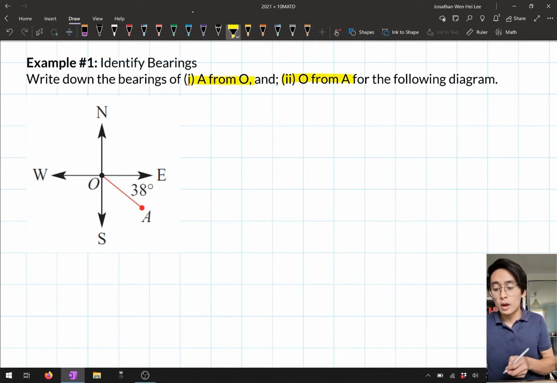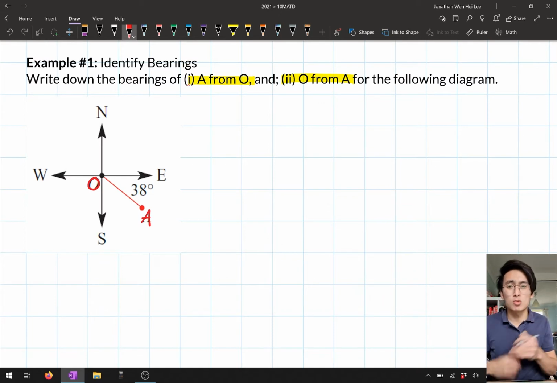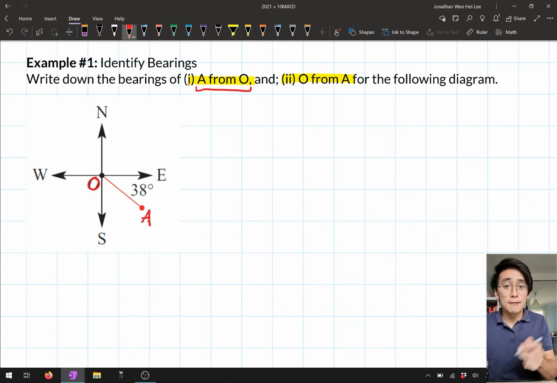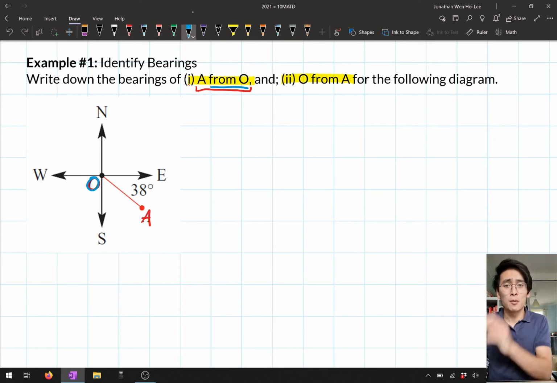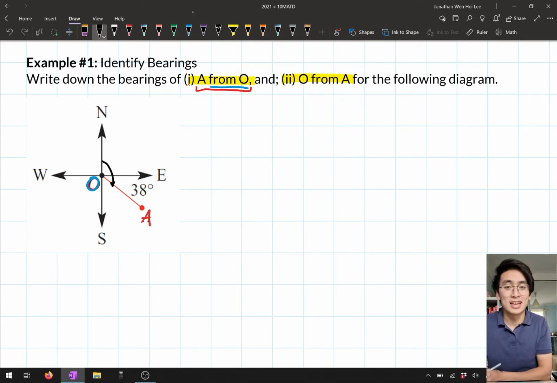So you have a look, we have these 2 points. We have O, the origin, and we have A, this point over here. And what we want to do is figure out what direction it is from O to A, and what direction it is from A to O. Now, with this notation, if you want to write a bearing of A from O, this bit at the end, from O, just tells you that O is the starting point that you're looking at. And we're trying to find the direction of A from O. So I want to figure out what this bearing over here is.